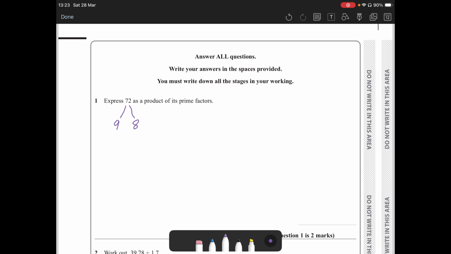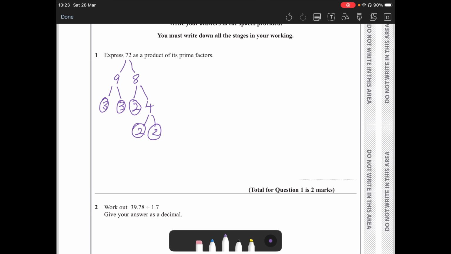The whole trick is you stop at any prime number, so neither of these are prime. We'll have to do 2 branches of each, right? 9 is 3 times 3. You can repeat yourself. And you'll notice that threes are both prime numbers. With 8, you've got a 2 and a 4. So the 2 is a prime number, you can stop there, but with a 4, you'll have to do another pair of 2s. Remember, in your answer, you should only see prime numbers.